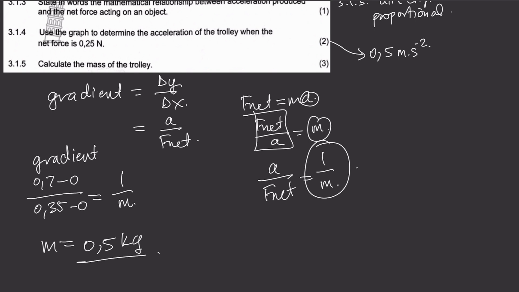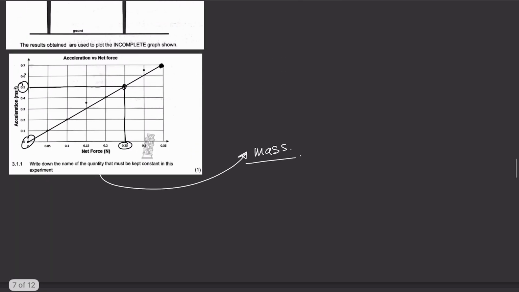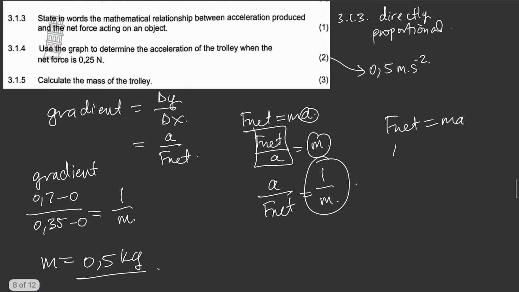You could also use F net equals ma. I mean, if you didn't want to do the gradient route, you could say F net equals ma. You know the F net was 0.35. That's equal to m times 0.7.